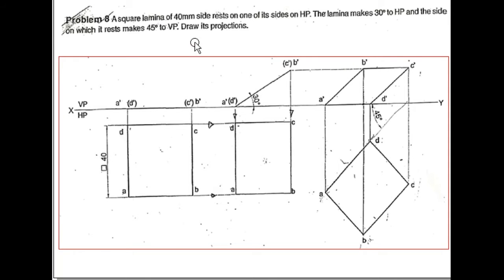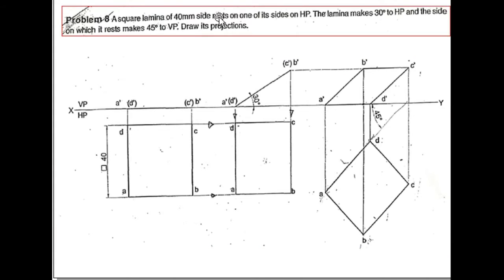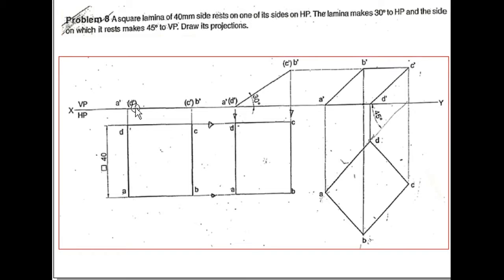Next, identify whether the lamina is resting on one of its corners or it is resting on one of its sides. So in this sentence you can see here the lamina of 40 side rests on one of its sides on HP. So you have to place this side first. Initially at the left position the side has to be represented. So the lamina is placed like this. Next, naming A, B, C, D. So here we got the top view of a square lamina.